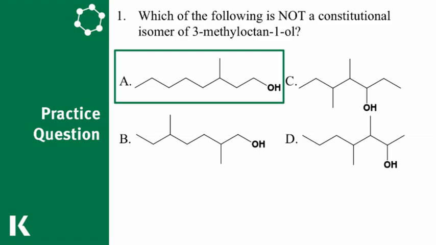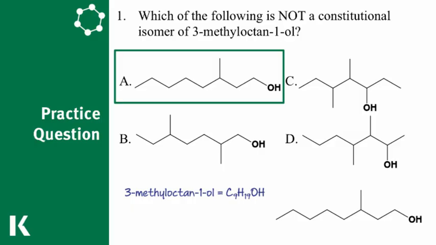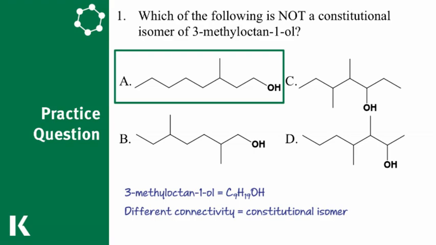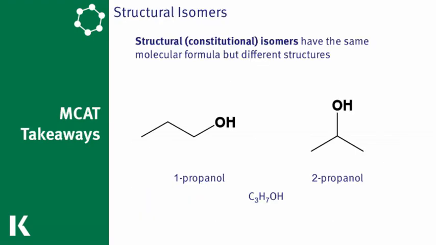The most straightforward way to approach this question is to first identify 3-methyloctan-1-ol's molecular formula, C9H19OH. A quick scan of the answer choices confirms that they all have the correct formula, so now let's draw out the molecule. Starting with the 8-carbon base chain and adding in the hydroxyl and methyl groups at the 1 and 3 positions, respectively, yields this molecule. Look familiar? Notice it's exactly the same as A, and so A cannot be a constitutional isomer, therefore A is our answer.